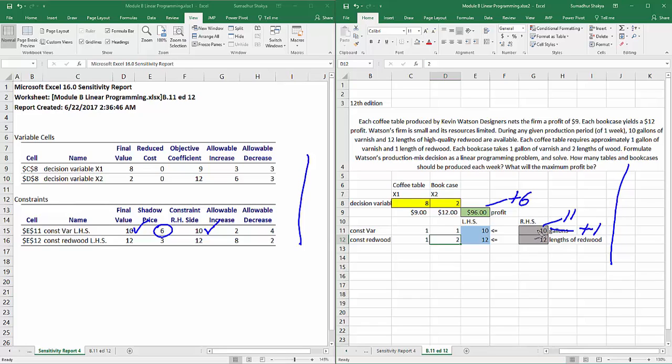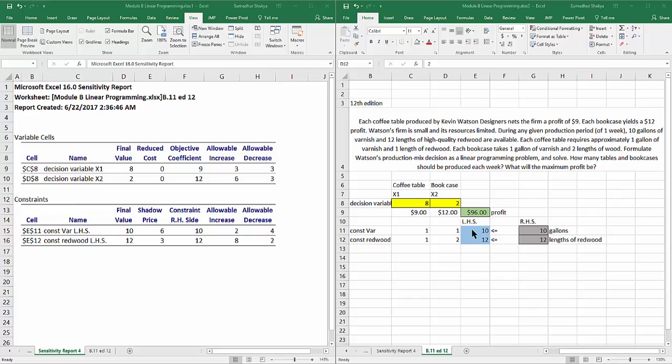Also, if somebody was to think of increasing this right hand side variable, then the allowable increase is 2 and the allowable decrease is 4, which means the shadow price of $6 is true for 10 plus 2 and 10 minus 4, which is 12 and 6. So in the range of 6 and 12 for the constraint of varnish, we can increase our profit by $6 for every 1 gallon.